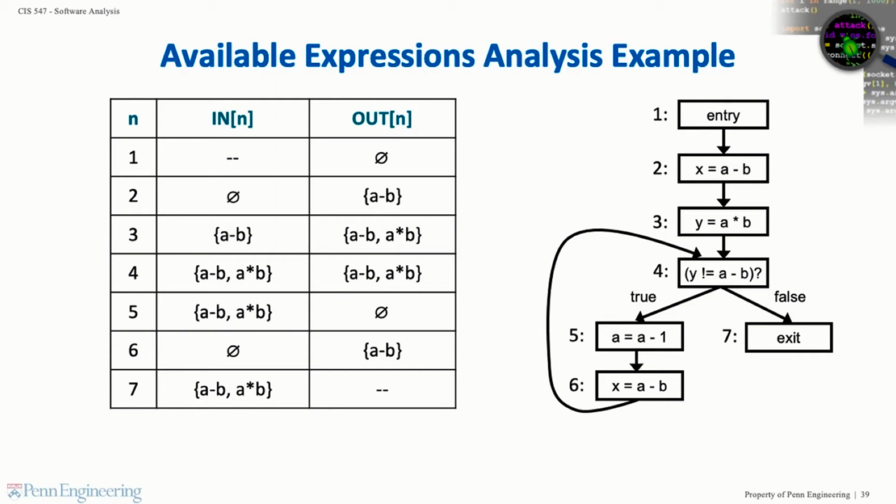For the entry, we have the empty set as our outset. This outset will be copied to the inset of node 2. To compute the outset of node 2, we first copy the inset of node 2, which is empty, and add expression a minus b, which is generated at node 2. Node 3 takes in the expression a minus b from node 2. In addition, node 3 generates another expression a times b, which we add to its outset.